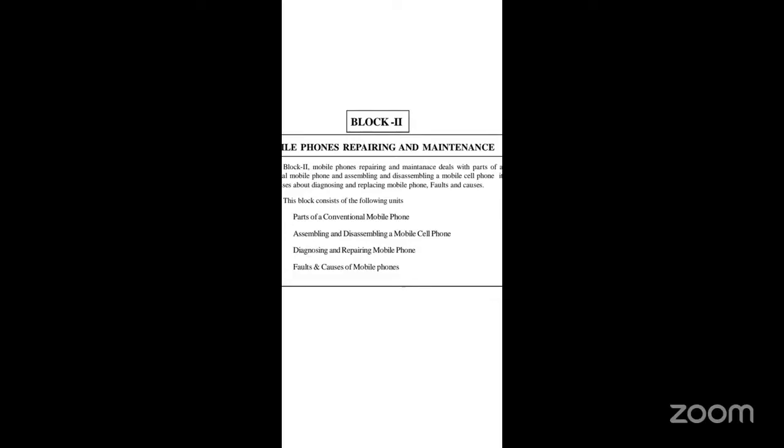Unit 5 is parts of conventional mobile phone, assembling and disassembling a mobile cell phone, diagnosing and repairing mobile phone, and faults and causes of mobile phones. So, mobile phones repairing and maintenance deals with parts of a conventional mobile phone and assembling and disassembling a mobile cell phone. It also discusses diagnosing and replacing mobile phone faults and causes.